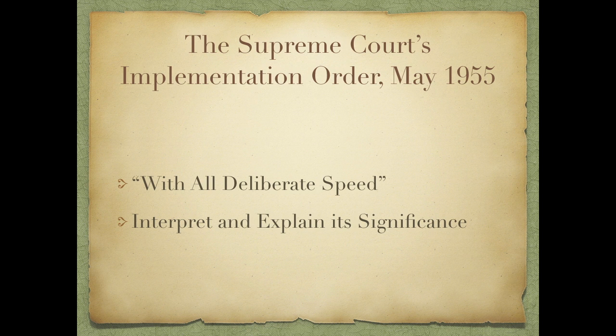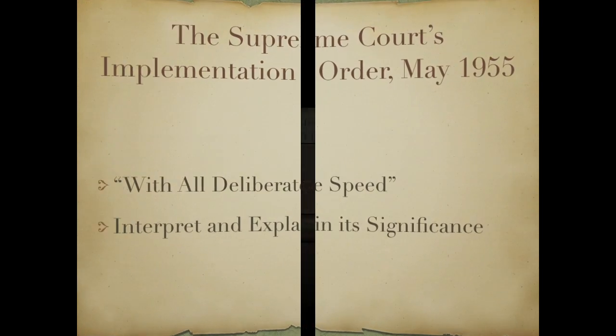However, the states refused to follow the court's orders, and therefore segregation continued in the South. And the Supreme Court did not have the power to enforce its own rules. It depended on the president to do that. And when it became clear that the president wouldn't do that, in May 1955, the Supreme Court issued its all deliberate speed implementation order, which simply meant that the states could comply with the law at their own pace. Well, at their own pace meant never.